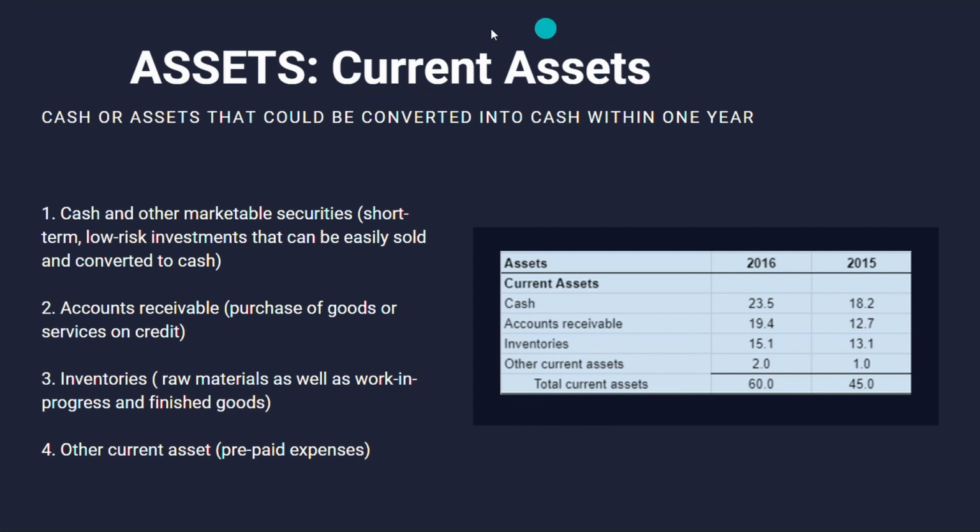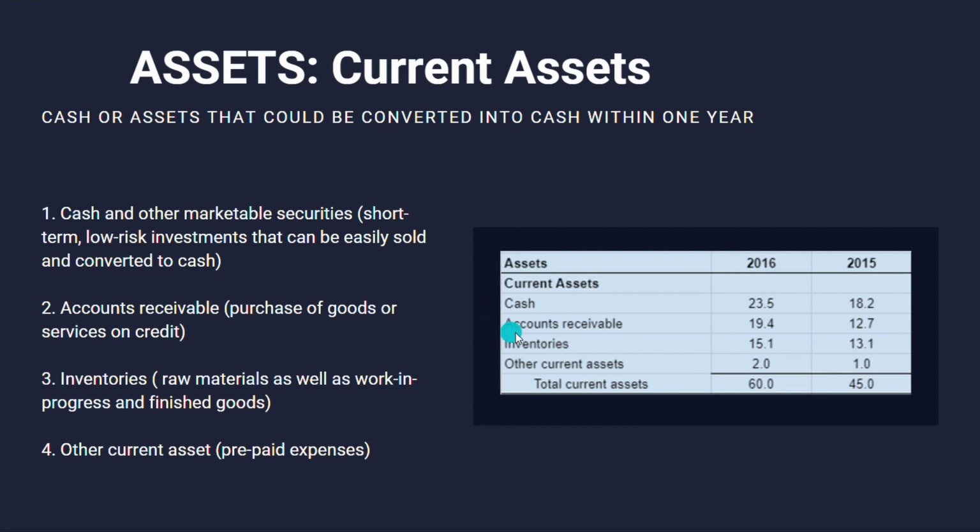Current assets. Current assets are either cash or assets that could be converted into cash within 1 year. This category includes the following. First, cash and other marketable securities, which are short-term, low-risk investments that can be easily sold and converted to cash, such as money market investments like government debt that matures within a year.